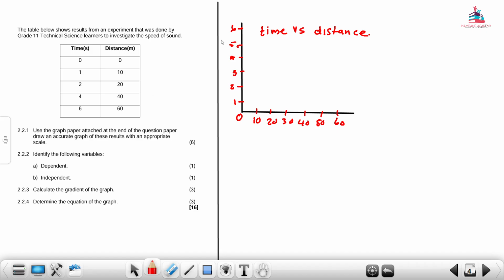And then we said we must be able to determine our variables. Remember, x-axis is your independent. So how do you know it's independent? Whenever you have a table, your first column will always be your x-axis or your independent variable. So here you are going to write time. Very important to include the SI unit. And then in here, I don't have enough space, I'll just start here. You're going to write distance. And it's going to be 0, 0, 1 and 10, 2 and 20, 3, 4 and 40, and then 6.